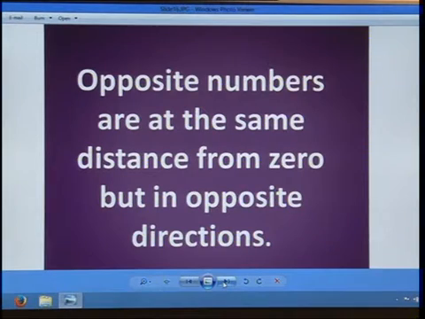From this video clip, students can easily understand that opposite numbers are at the same distance from 0 but in opposite directions. Apart from that, they also understand the sum of two opposite numbers is 0. Sir, would you please describe the activity of opposite numbers in detail? Yeah, exactly. Now, let us watch the same video clip once again.